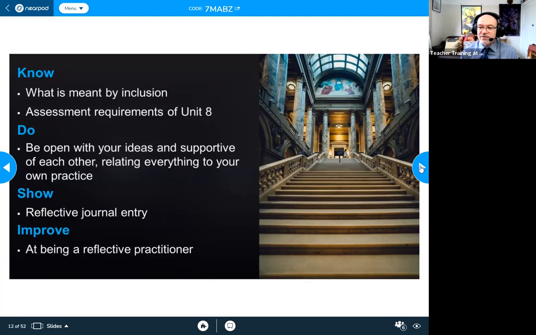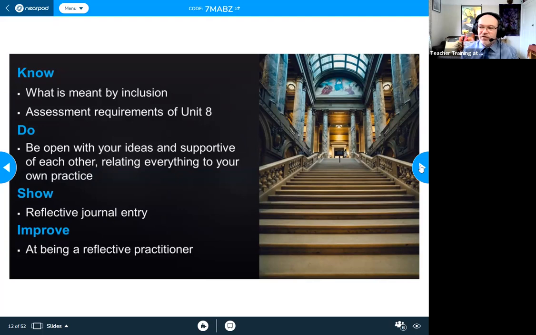What I'd like you to do is to be open with your ideas and support each other. Relate everything to your own practice. So when you're writing up this assignment, if you can relate to students that you have worked or are currently working with, that makes your assignment work so much more rich and valuable, and eliminates any doubt or question around plagiarism, which is a constant concern in education. If you're talking about your own students, we know that this is your work without question.